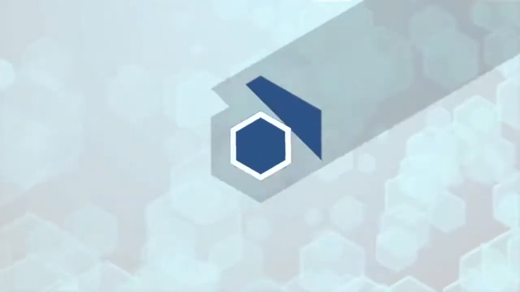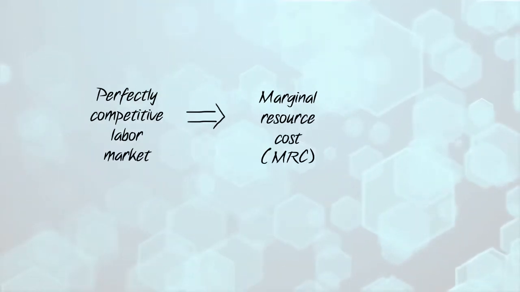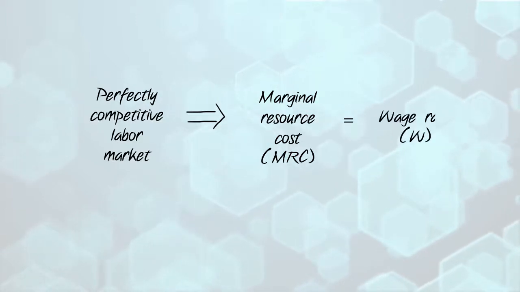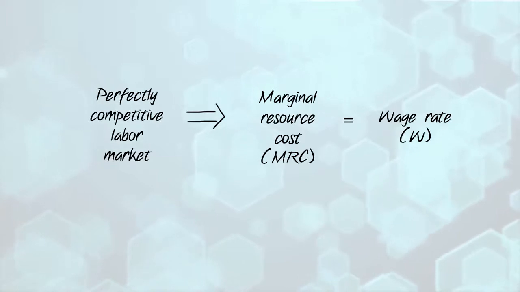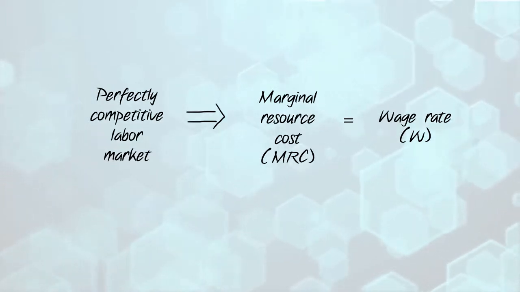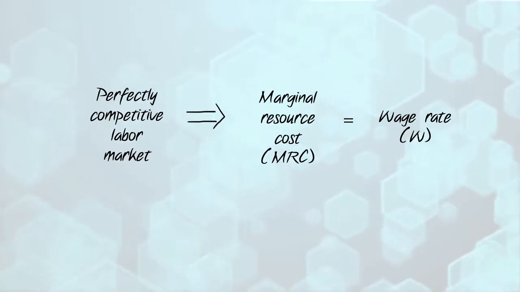Well, the answer is simply this. In a perfectly competitive labor market, the marginal resource cost equals the wage rate. Let me repeat this key rule. In a perfectly competitive labor market, the marginal resource cost equals the wage rate.